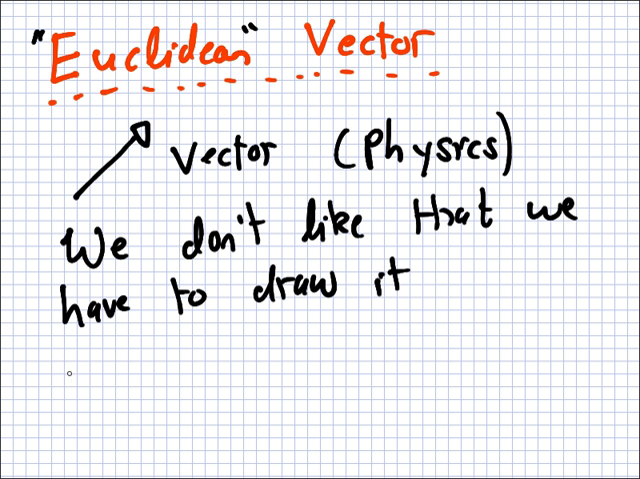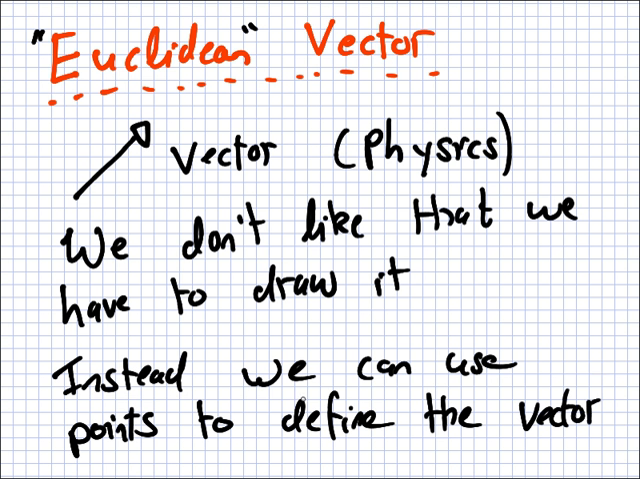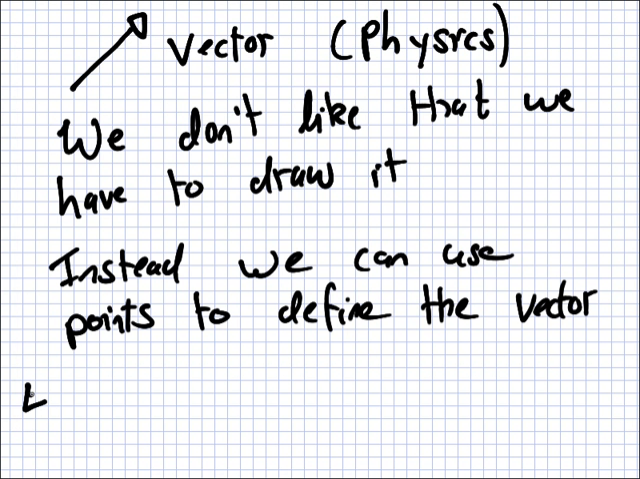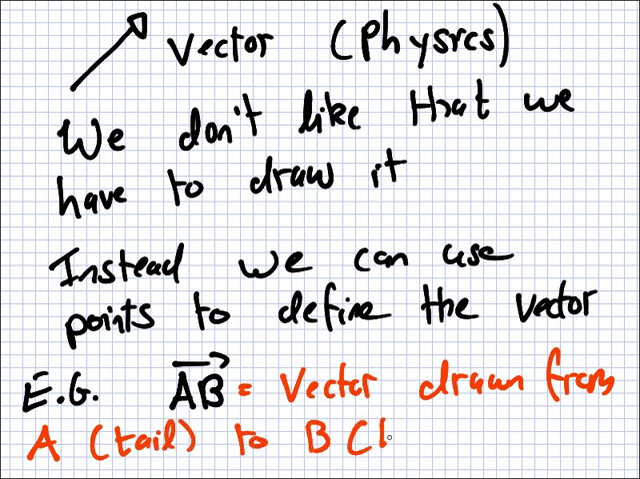So what we can use instead, we can use points to define the vector. Example, when you write this, AB with an arrow on it, what this means is the vector drawn from A, which is the tail, to B, which is the head.